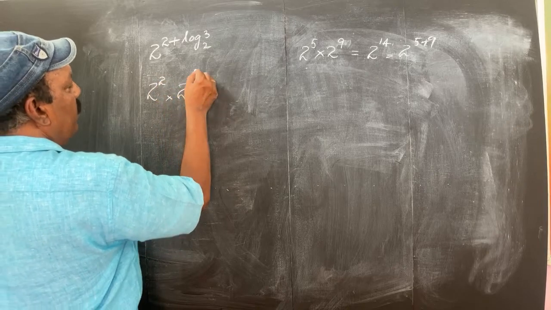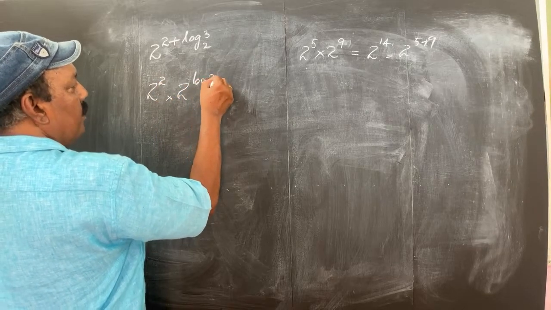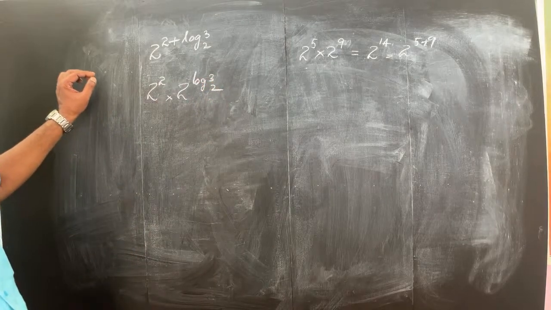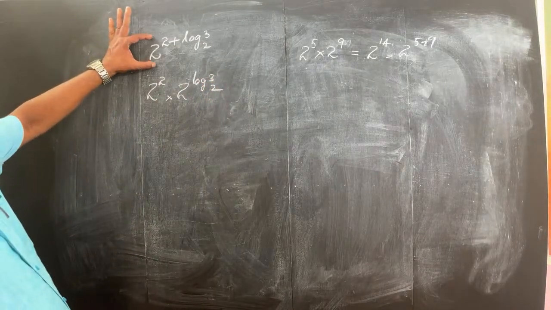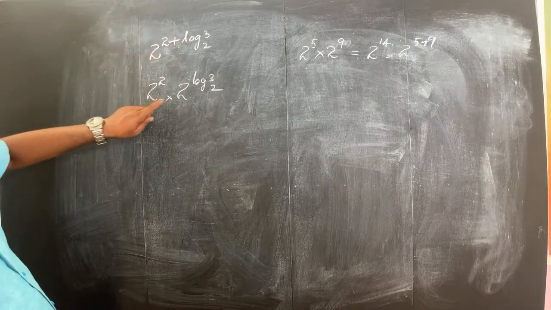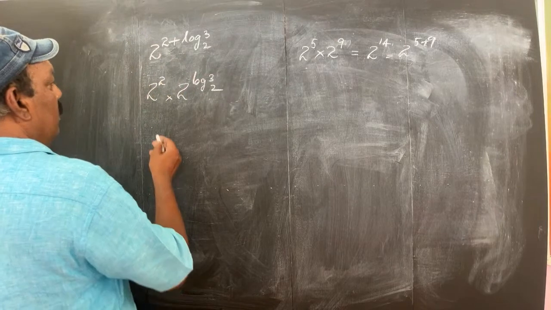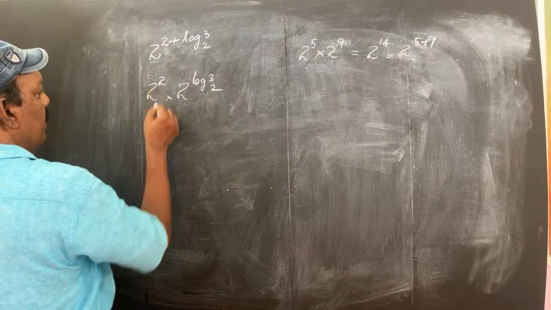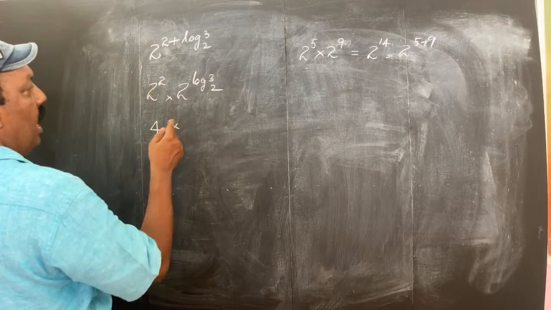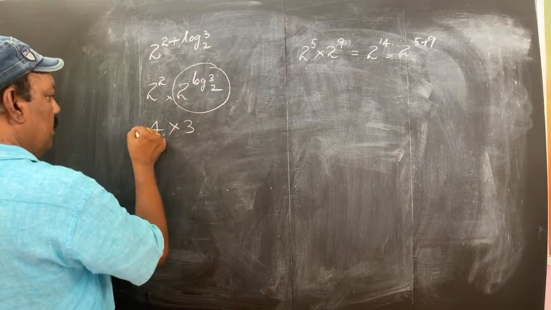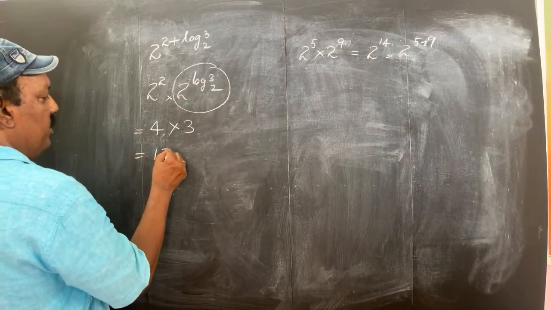2 to the power of log 3 base 2. That means, whenever the bases are the same, that time only we are going to get the plus here. So now what will happen? 2 square means 4, and here this total value I am giving as 3. Why I am giving the 3, I will explain here.